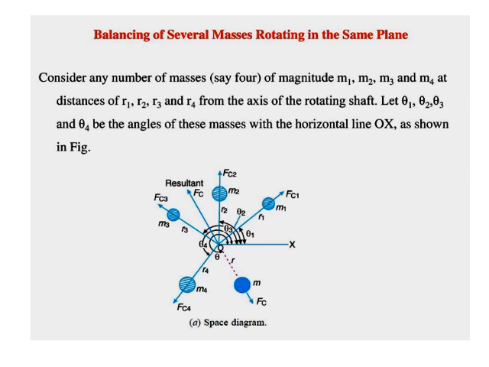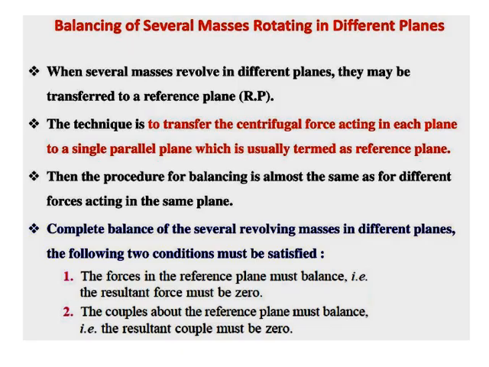In this slide, the balancing of several masses rotating in the same plane. We consider four masses M1, M2, M3 and M4 at radii R1, R2, R3 and R4 from the axis of rotation of the shaft. Let theta 1, theta 2, theta 3, theta 4 be the angles of the masses with respect to the reference line OX. We resolve the four masses and find the resultant mass, and the balancing mass is attached opposite to the resultant mass with equal magnitude.